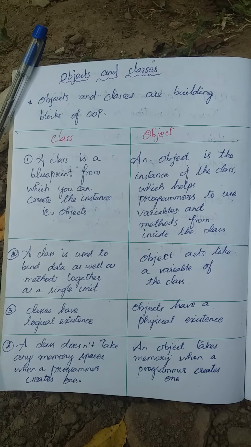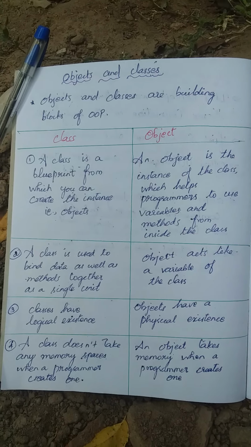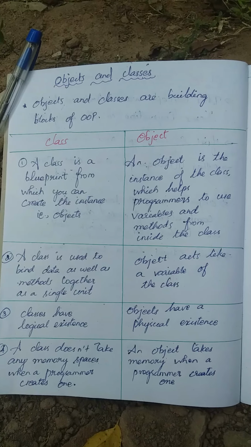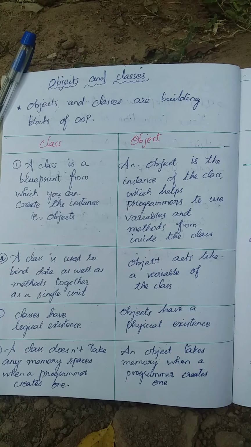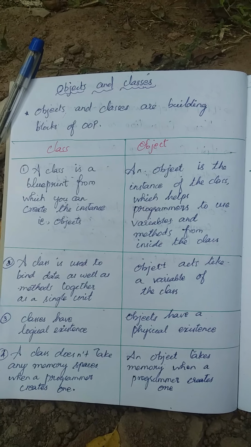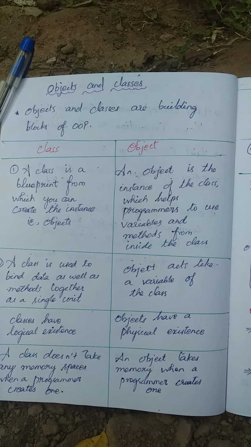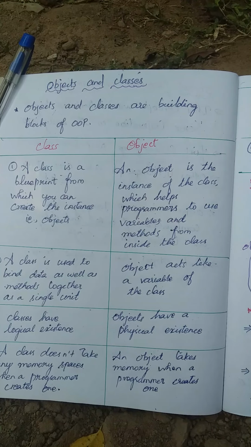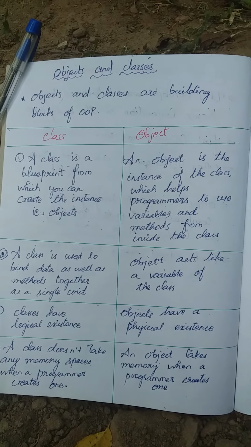Hi, today we will discuss objects and classes in Java. These objects and classes are the building blocks of object-oriented programming. A class is a blueprint from which you can create an instance. An object is an instance of a class. Let us see an example.